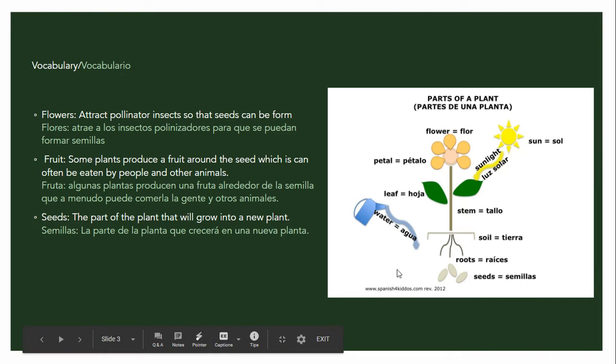And finally, seeds. Seeds are the part of the plant that will grow into a new plant. These are the seeds.